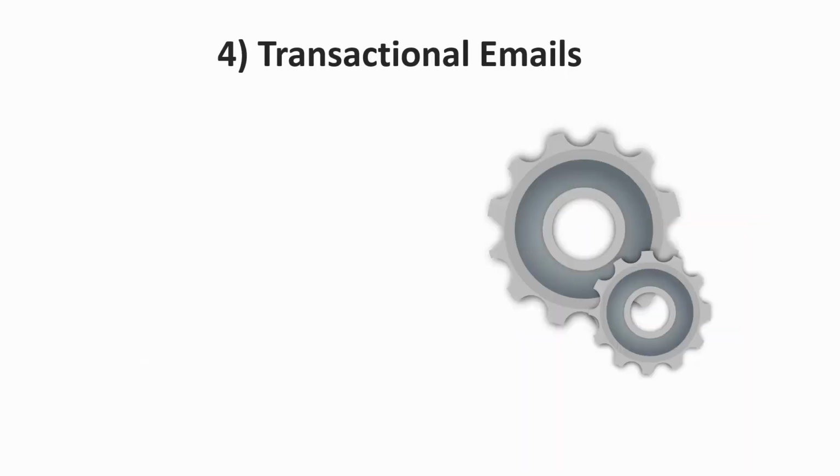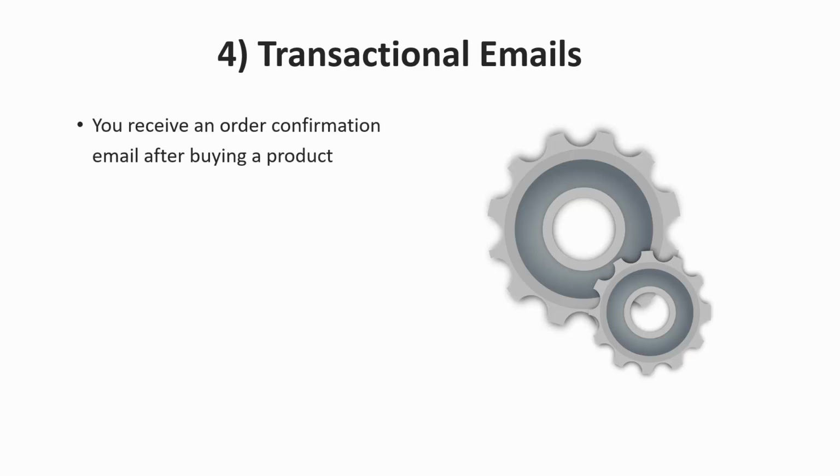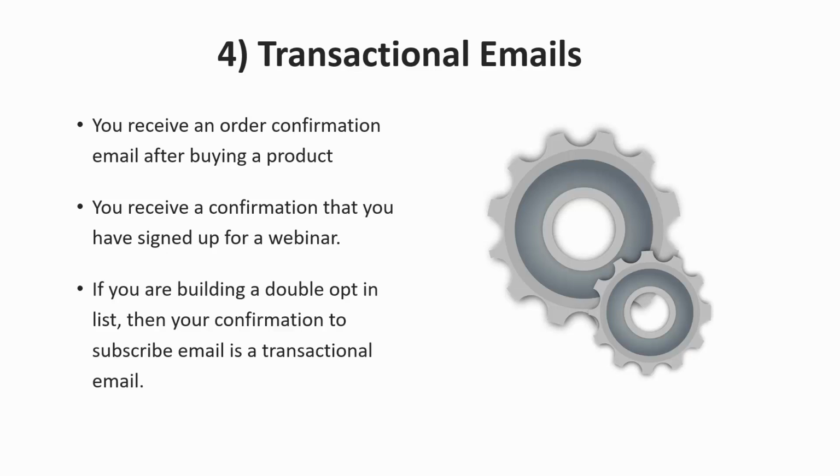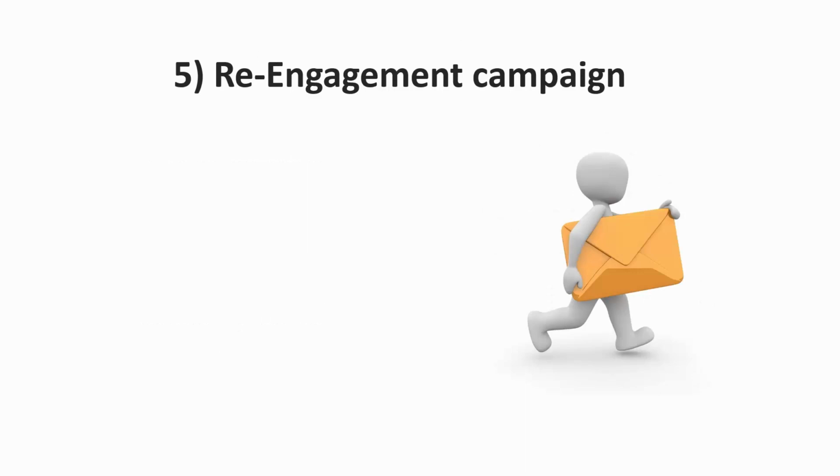The fourth category are transactional emails. Here are some examples of transactional emails. You receive an order confirmation email after buying a product. You receive a confirmation that you have signed up for a webinar. Or if you are building a double opt-in list, then your confirmation to subscribe email is a transactional email. In these emails, you are not promoting anything to the user, you are merely informing the user of an action that they took.